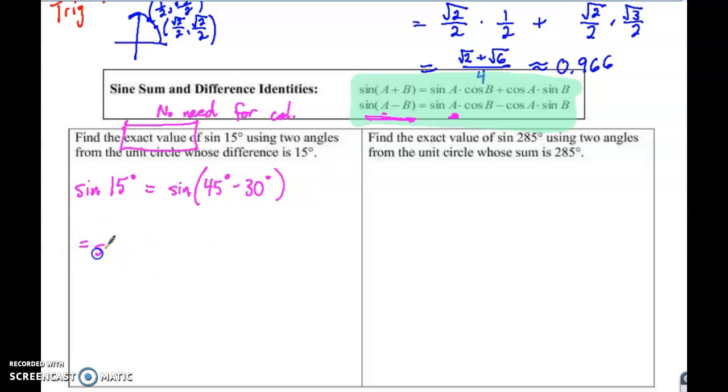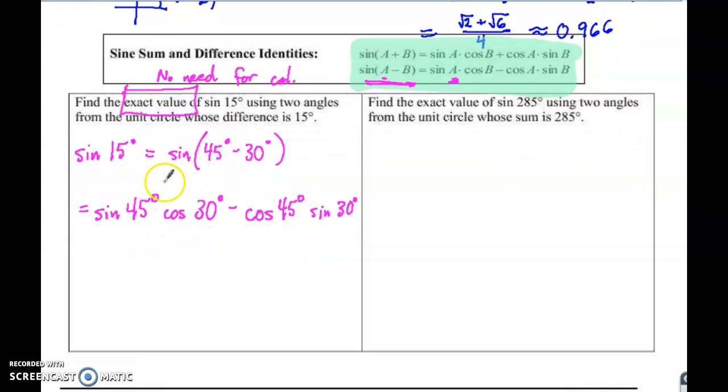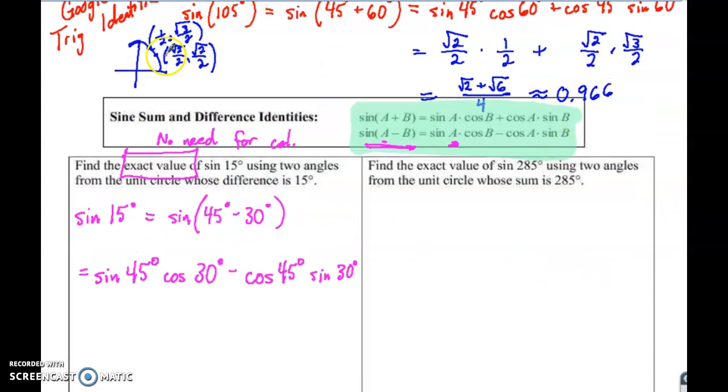So this would be equal to sine of 45 degrees, cosine of the other angle, which is 30 degrees, minus cosine of the first angle, which is 45 degrees, sine of the second angle, which is 30 degrees. And all you need to know is the unit circle. And I just drew it right here. I guess I should add in that the 30 degree angle is root 3 over 2 comma 1/2.